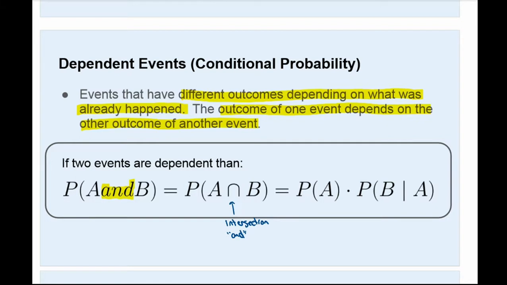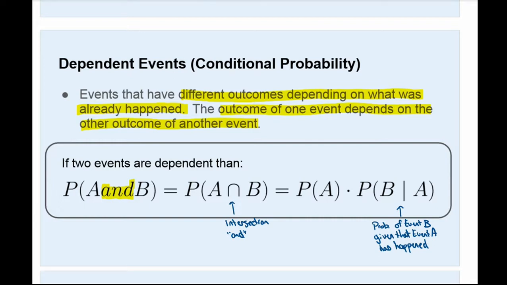is equal to the probability of event A times the probability of event B given that A has occurred. So what this line here is basically saying is the probability of event B given that event A has happened. Has happened or has occurred, however you want to word it.